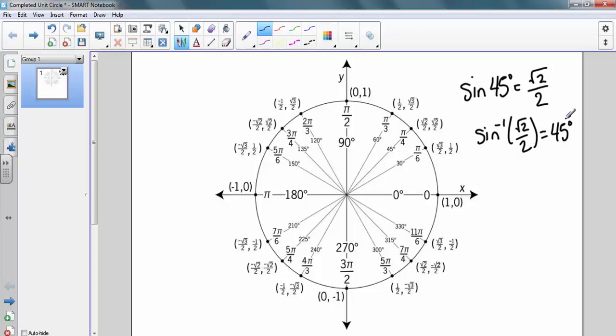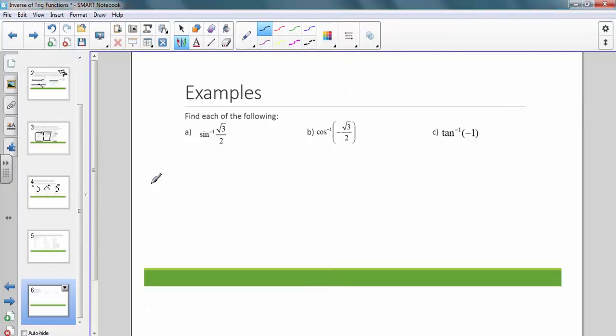With my little example here, you can see how we are going to be using the unit circle a lot in this section. This is why I was suggesting that you print off a copy of a completed unit circle and use it to do your homework with. If we look at the examples on my screen, the first example is sine inverse of root 3 over 2.